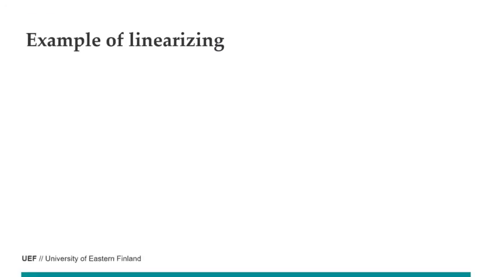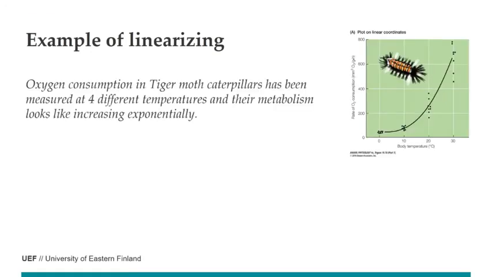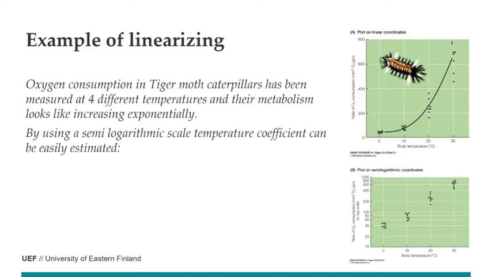So let's have an example. Okay, over here we have oxygen consumption in tiger moth capillaries measured at four different temperatures, and of course it looks quite nicely exponential. And when using a semi-logarithmic scale, the temperature coefficient can be estimated quite easily. So even at higher temperatures, now when they are on the logarithmic scale, the dots are quite near each other. So you can estimate how much the oxygen consumption is.